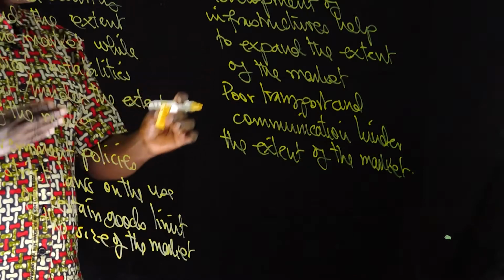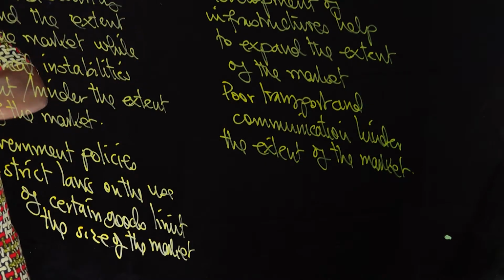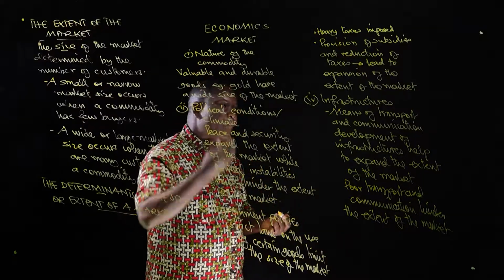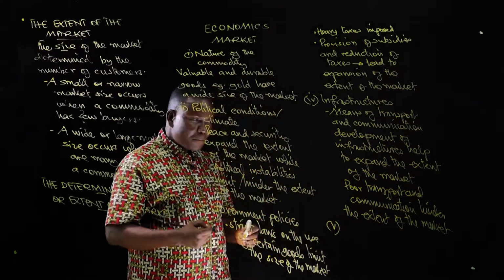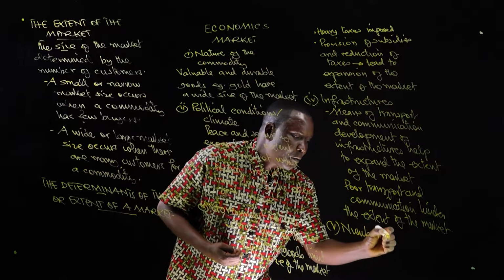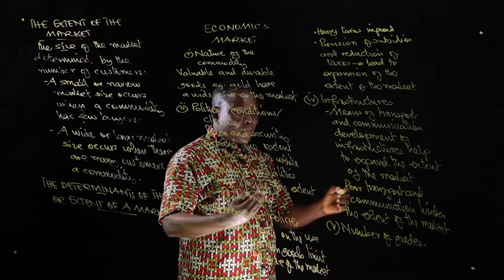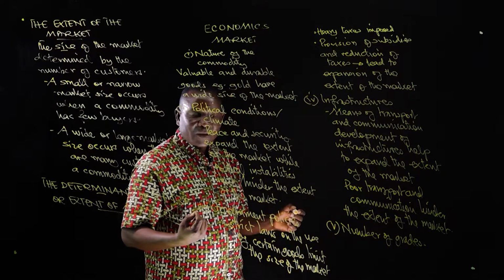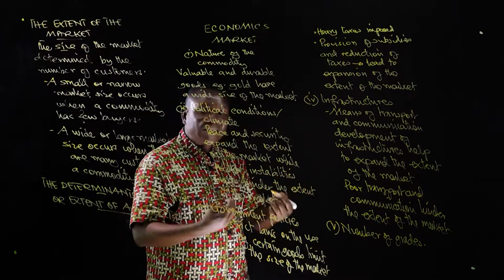So, when the government is trying to improve infrastructures, the outcome is expansion of the size of the market. And as we said previously, when the market expands, it stimulates production of goods and services in various sectors. Another factor which determines the extent of the market is number of grades. Commodities which have a large number of grades have a tendency of having a wider market because it will allow various customers with different abilities to purchase the commodities.